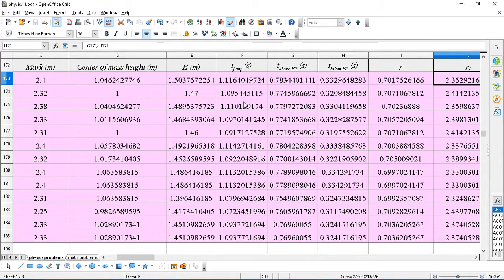So as can be seen, the time involved in the jump is basically 1.1 seconds. The time above half maximum altitude is on the order of 0.78 seconds, and the time spent below half maximum altitude is around 0.32 seconds on average.